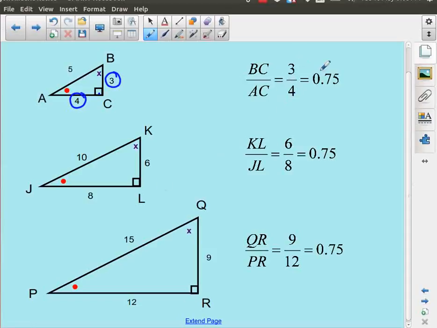So that is the beginnings of trigonometry. The idea that I don't actually care how big sides are. All I care about is the ratio between sides. That's what trigonometry concerns itself with, at least in the beginnings, the basic way.